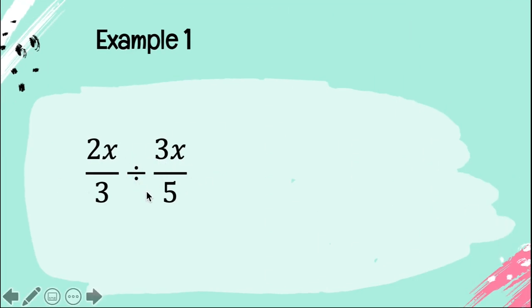So we have 2x over 3 divided by 3x over 5. Again, the first step is to write the equivalent fraction in multiplication statement. So just copy the first fraction, which is 2x over 3, and then this division sign will become now multiplication, and then getting the reciprocal of the second fraction by interchanging the numerator and denominator. So we'll have 5 over 3x.